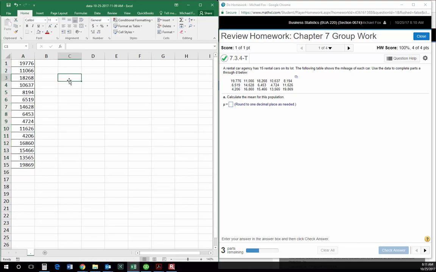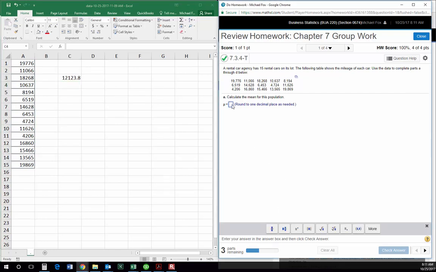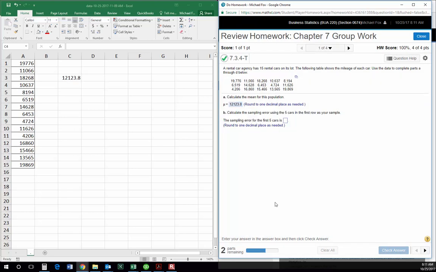Or if we want to, we can use the average function and calculate the mean. That's simple. So round to one decimal place, 123.8. Then it asks us to do sampling error. So if you remember from the chapter, the sampling error is the mean of the sample minus the mean of the population. So this is our population mean. I'll label it that. And then it says calculate the sampling error using the first 5 cars in your row.